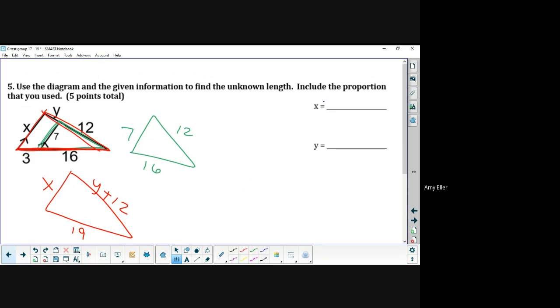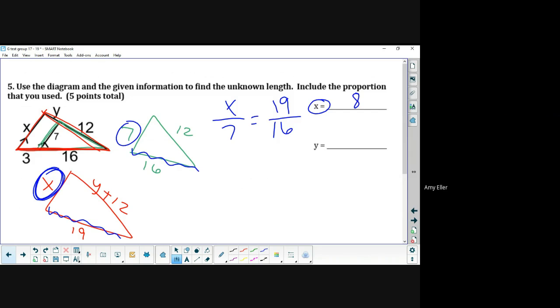If I want x, let's go ahead and find x. X goes with 7. If I started with x, I need to start with this triangle again. I can pick either of these sides. Let's pick one that doesn't have a variable in it. 19 goes with 16. Cross multiply, you get 8.3.